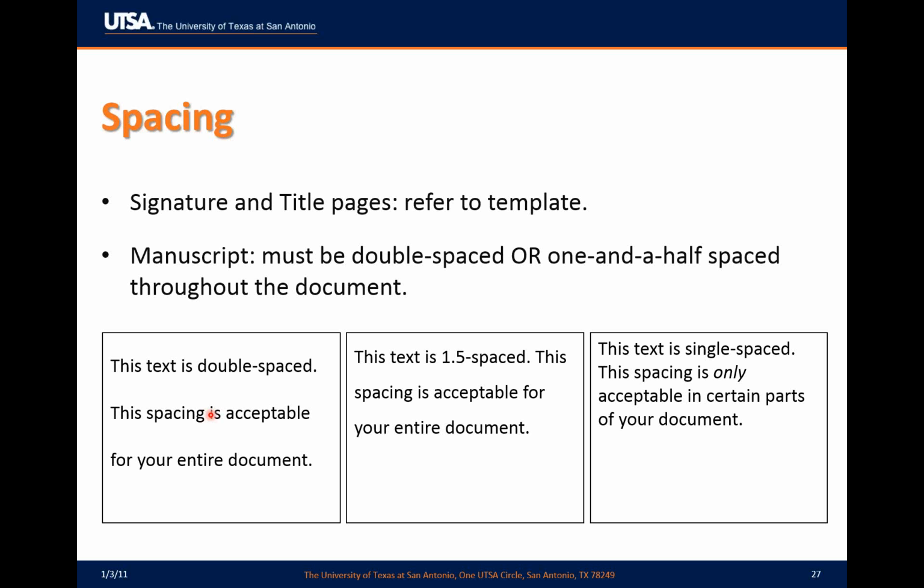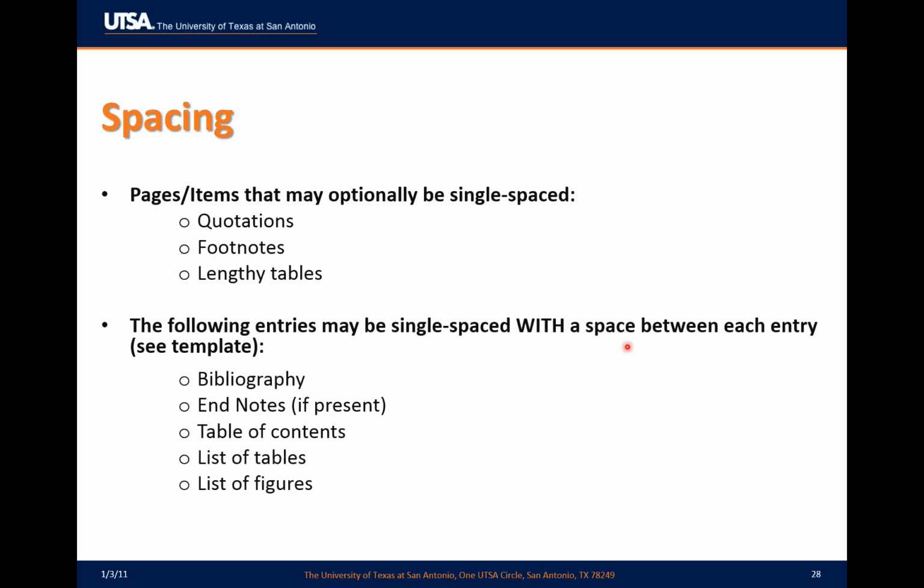So here are examples of your spacing. This text is double spaced. It's acceptable for your entire document. Here you see 1.5 spacing, and then single spacing. This spacing is only acceptable in certain parts of your document. So pages or items that can be single spaced if you so choose are quotations, footnotes, or lengthy tables. So let's say you have a long table that just goes 1 or 2 lines onto the next page. You can single space that to bring that up onto one page. Then you also have the option to single space entries with a space between each entry in the bibliography.